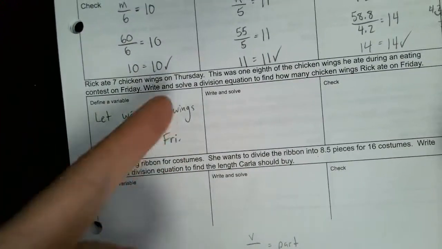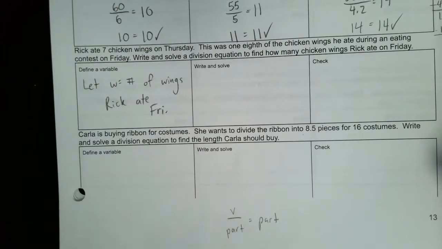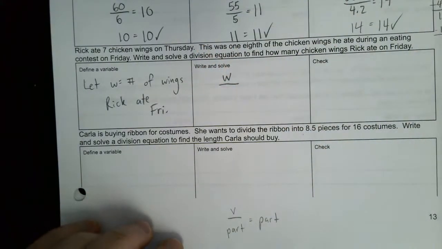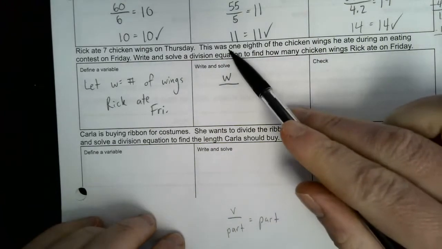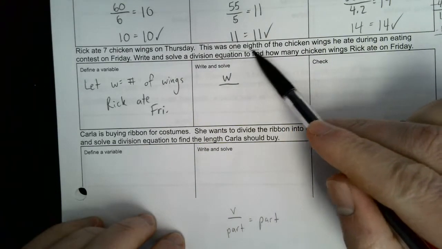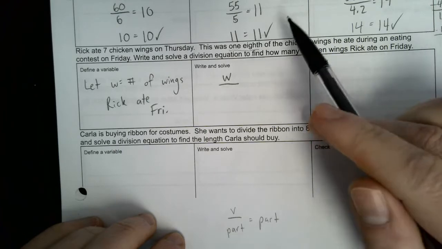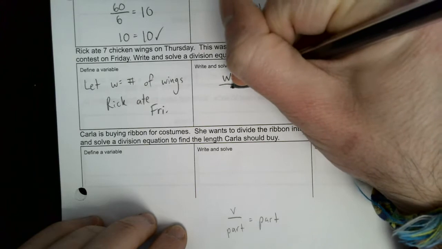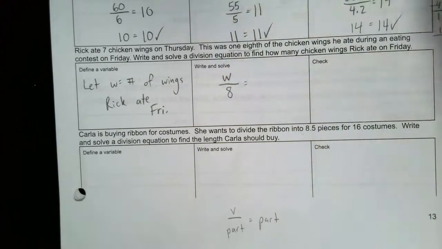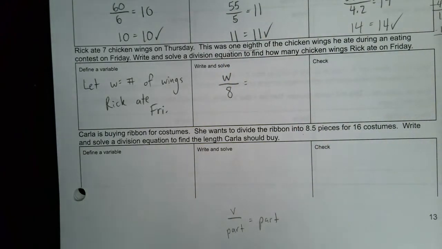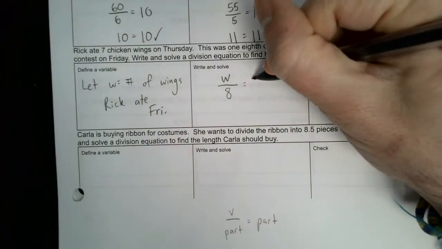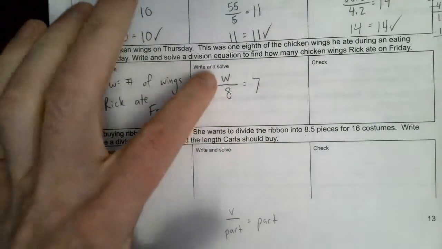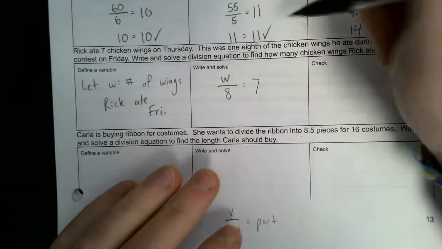Okay. So this says we're going to write a division equation, so it's going to look kind of like this. We're going to start with the variable on top, and what are we going to divide by? Well, they say it was 1/8. He ate 1/8 of the chicken wings at a contest. So that 7 equals 1/8. So we're going to divide the number of wings he ate on Friday by 8, and that will give us what he ate on Thursday, which was 7. So that's the division equation. He ate more on Friday, which is W, but we just have to find out how many.